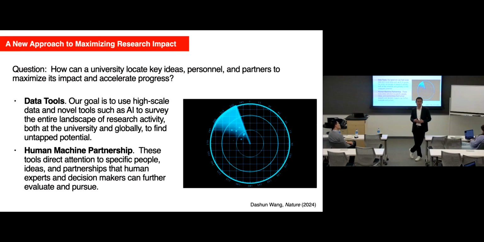So the idea here is, how can a university locate key ideas, personnel, and partners to maximize its impact and accelerate progress? Here we want to develop a whole range of data tools to use large-scale data and novel tools using AI to survey the entire landscape of research activity, both at the university and worldwide, to find untapped potential. And the key is to think about human-machine partnership. These tools are meant to provide leads and attention to specific decision makers who can then evaluate this and decide how to pursue it. In other words, these AIs are not here to take anyone's job. It's really people who use our AI who may take the job of people who don't.